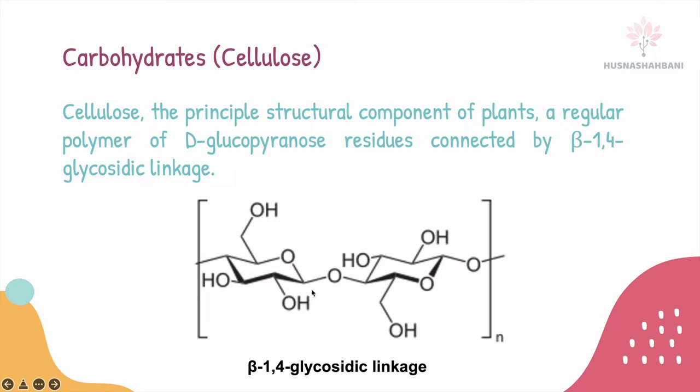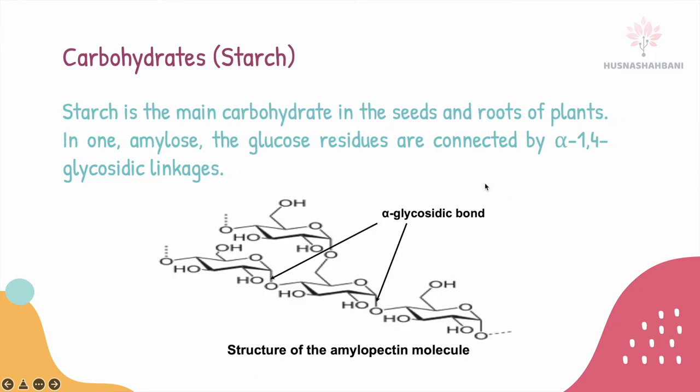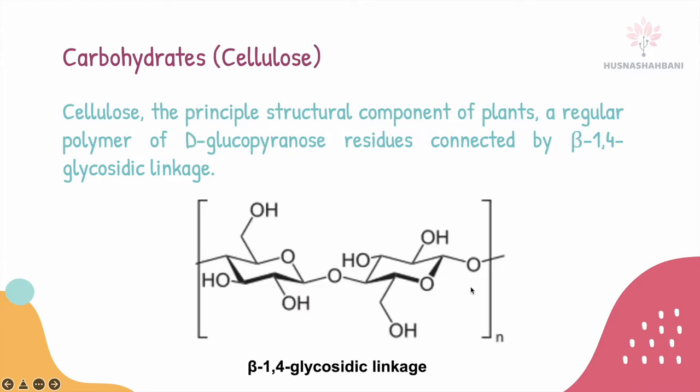Beta means there's no axial bond. This is equatorial. Axial means the bond is 90 degrees to the plane. So there is no bond 90 degrees to the plane. So beta. When there's 90 degrees to the plane, here we have alpha. That is the only difference between starch and cellulose. The number of atoms is the same. The molecules are the same.